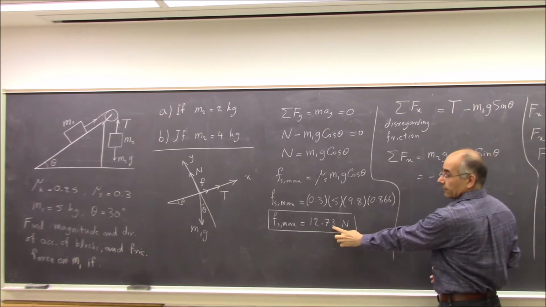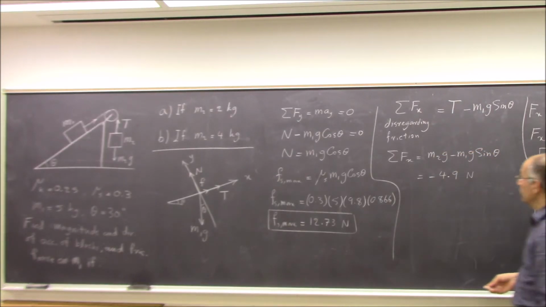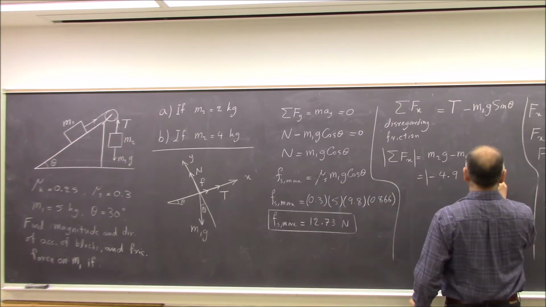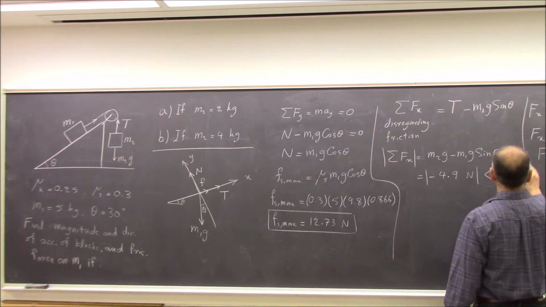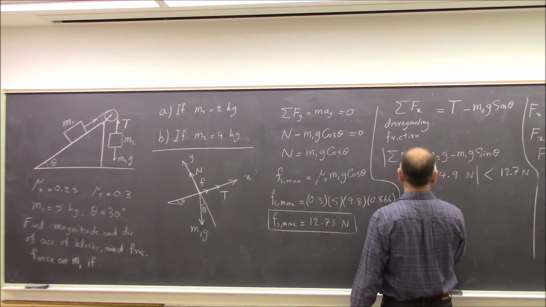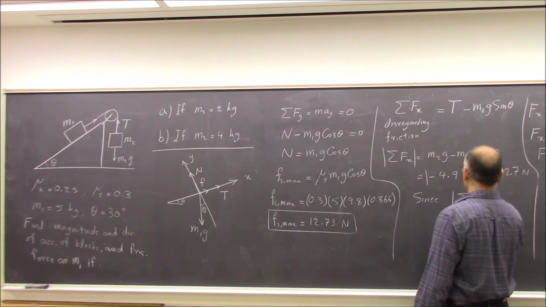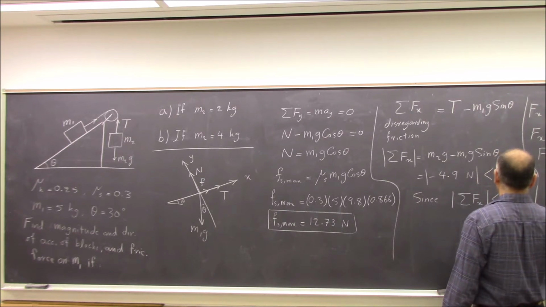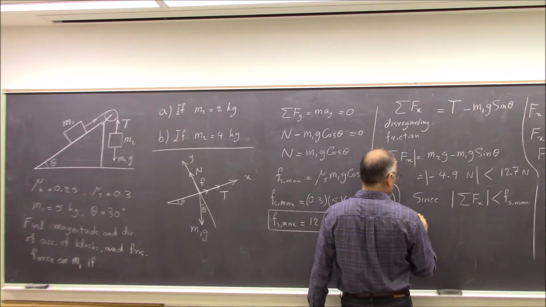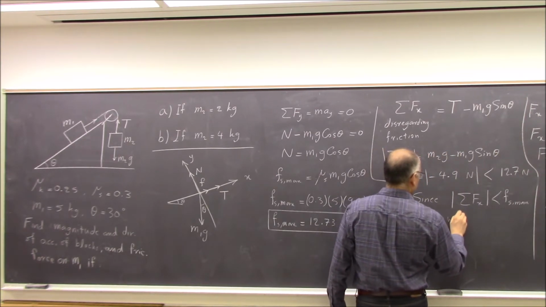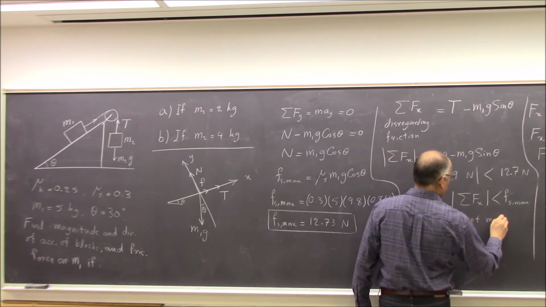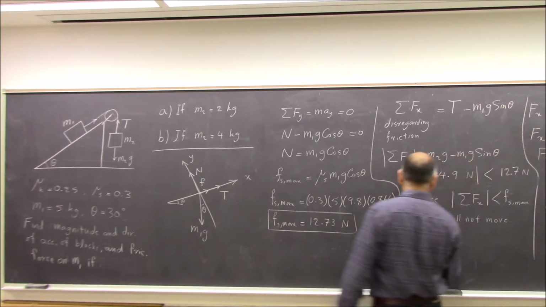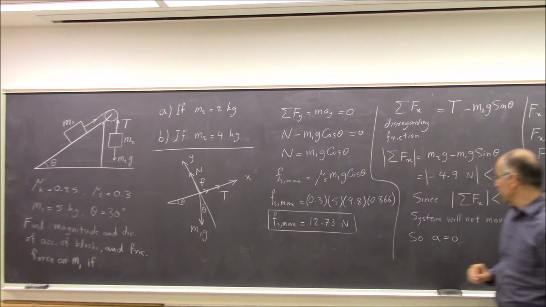And you see that this is smaller than Fs max. So if you take the magnitude of this, which is the magnitude of that, this is smaller than 12.7 Newton, which is Fs max. So since sum of all the x components is less than Fs max, then system will not move. Right? So the acceleration is 0 in this case.